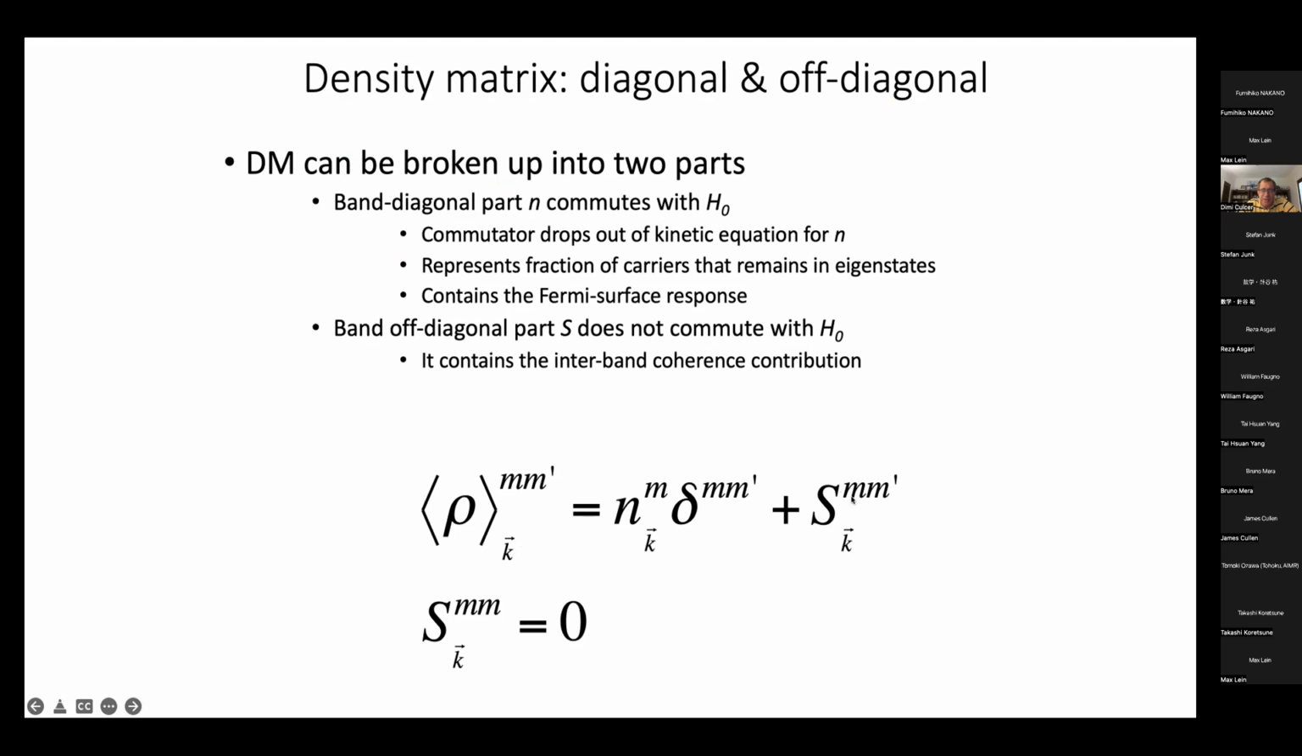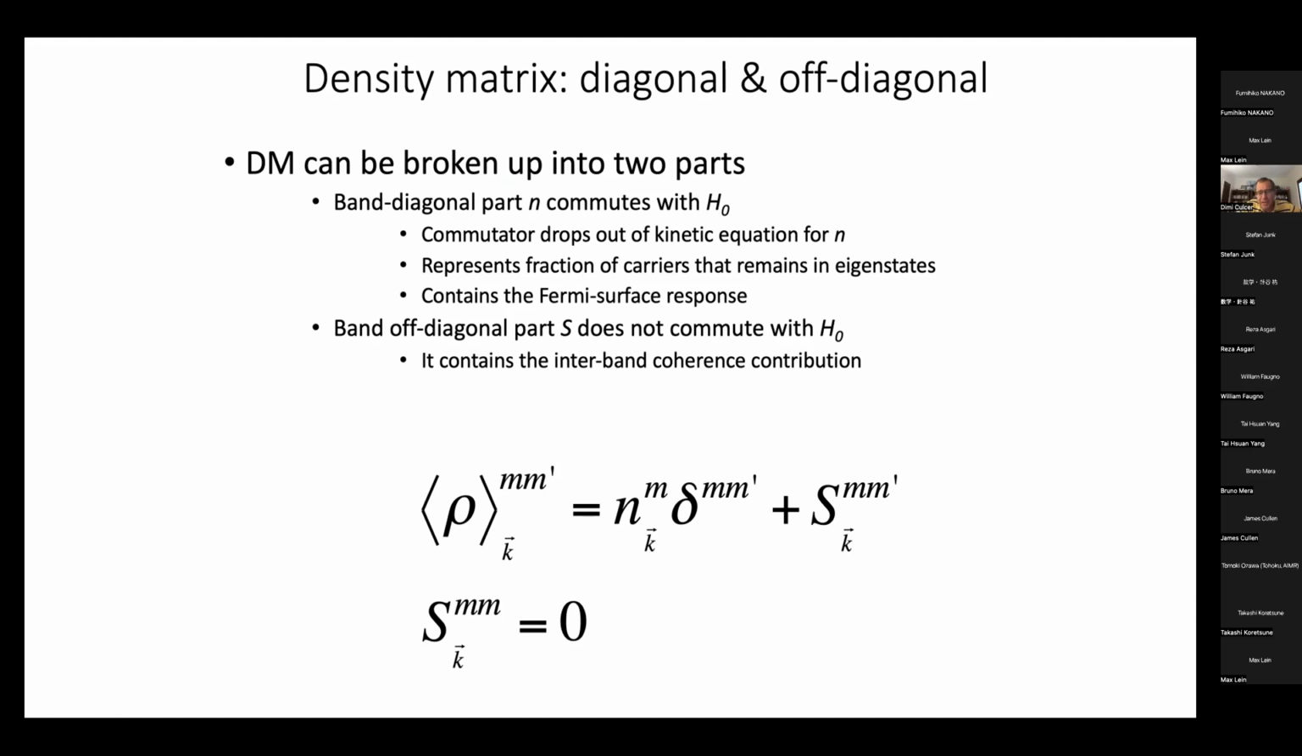So in this S, which is like a pseudo spin, I say that m is not equal to m prime. The band Hamiltonian H0 is going to be diagonal in the band index. That's the whole point of being in the eigenstate basis. So this n is going to commute with the Hamiltonian. The n, unsurprisingly, represents the fraction of carriers that remain in eigenstates, and very shortly we're going to see that this contains the Fermi surface response.